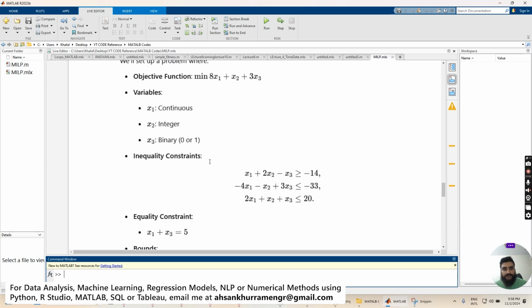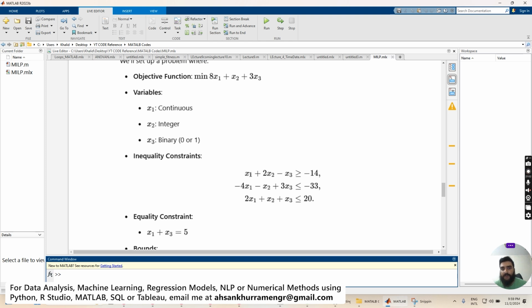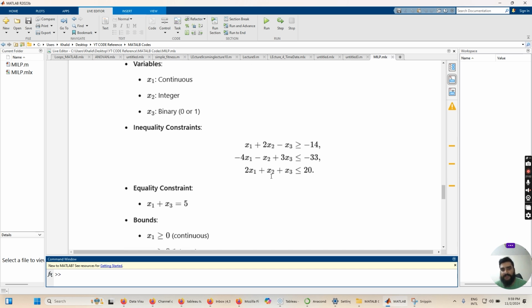So these are the conditions of our variables, and this is our objective function. Now let's move towards the inequality constraints. These are the constraints that our solution must satisfy in order to find the minimum value of our objective function. They are called inequality constraints because they have less than or equal to and greater than or equal to signs in them. So we have x1 + 2x2 - x3 should be greater than or equal to -14, then the second one is -4x1 - x2 + 3x3 should be less than or equal to -33, and the last one is 2x1 + x2 + x3 is less than or equal to 20.